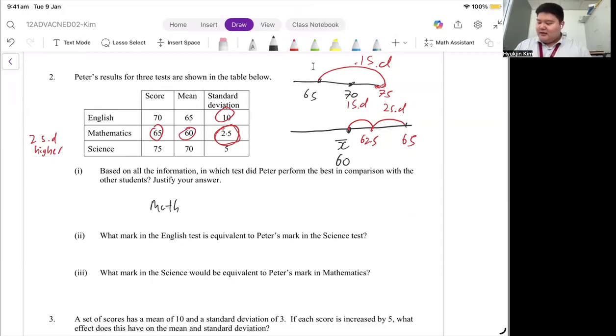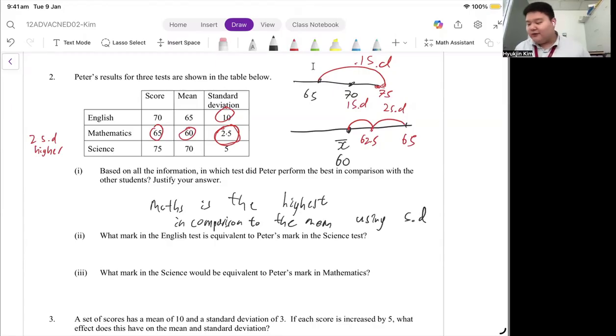Maths is the highest in comparison to the mean using standard deviation. Again, in your exam, write the full thing.